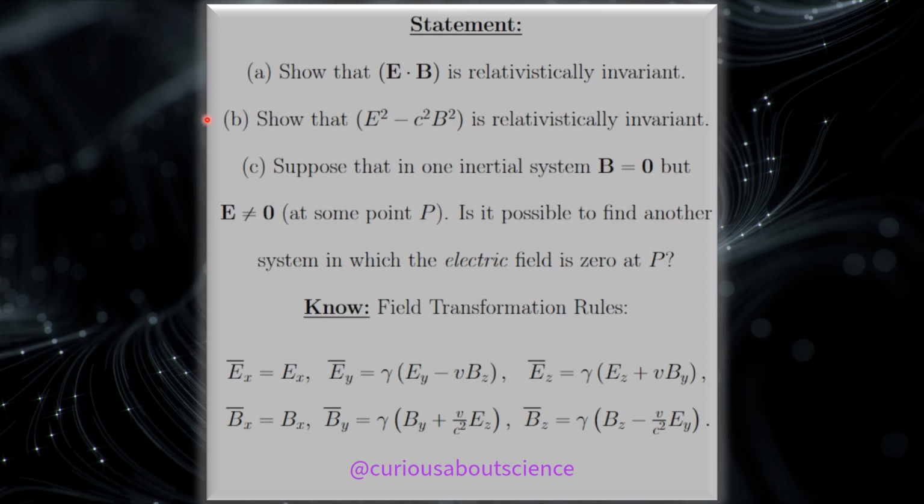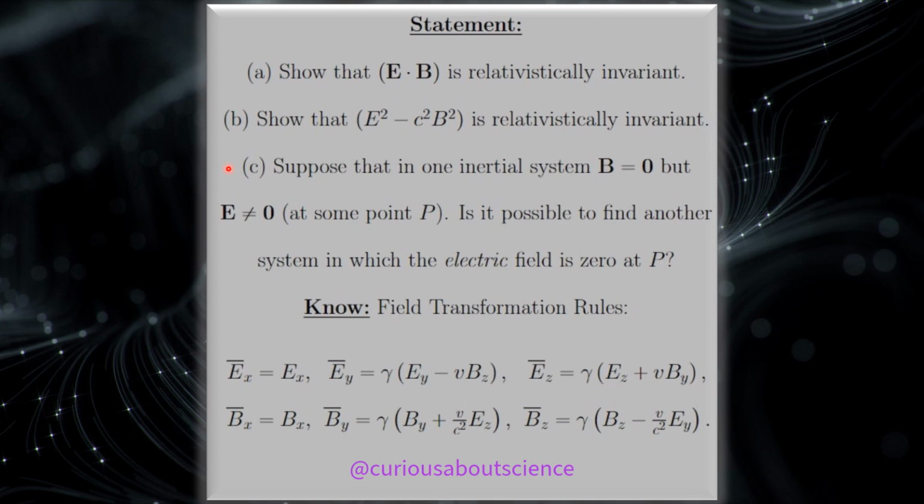Same thing for part B, show that E squared minus c squared B squared is relativistically invariant. Note here again that E squared is E dot E and B squared is B dot B. So those squares, although they're nice, we definitely have more work to do.